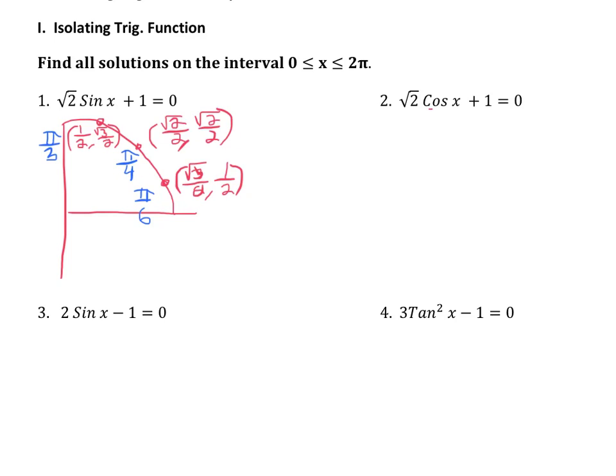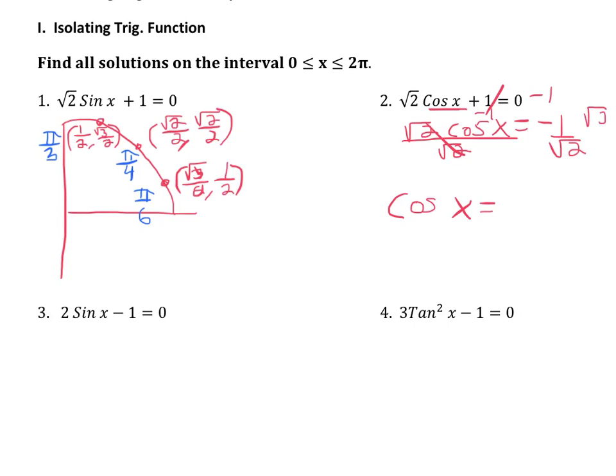Number 2, this cosine of x, I want to treat like a variable and get it by itself. So first you would subtract 1 from both sides. You'd have root 2 times cosine of x equals 0 minus 1, which is negative 1. Then you would divide by root 2 on both sides, so cosine of x equals negative 1 over root 2. Now when you rationalize that, you multiply top and bottom by root 2, and you're left with negative root 2 over 2.